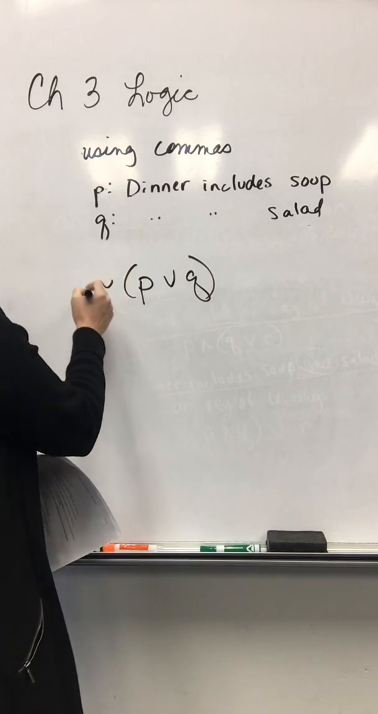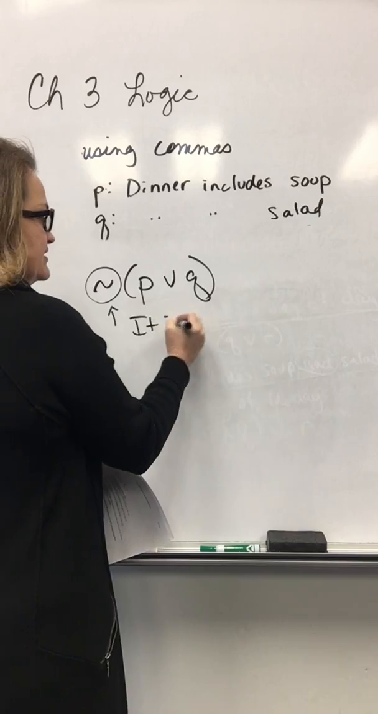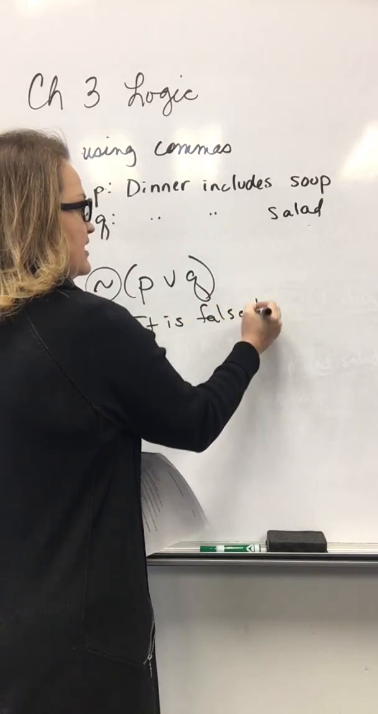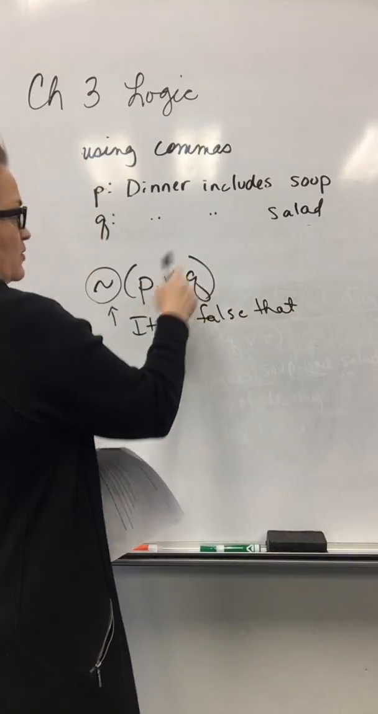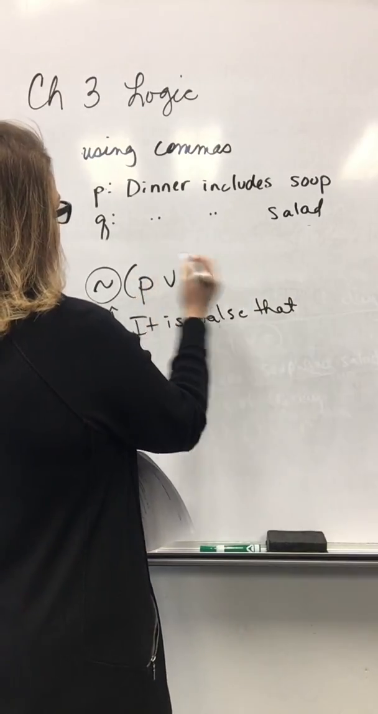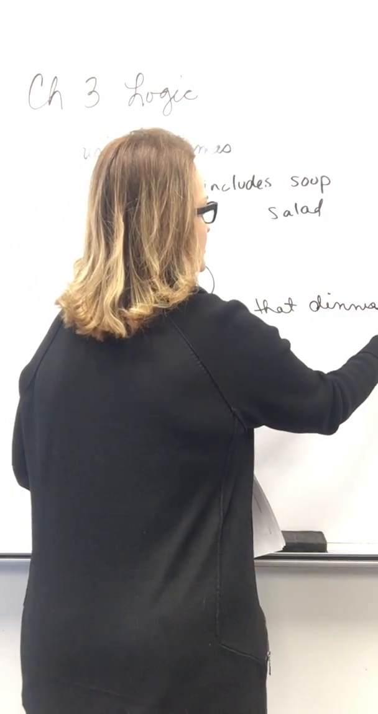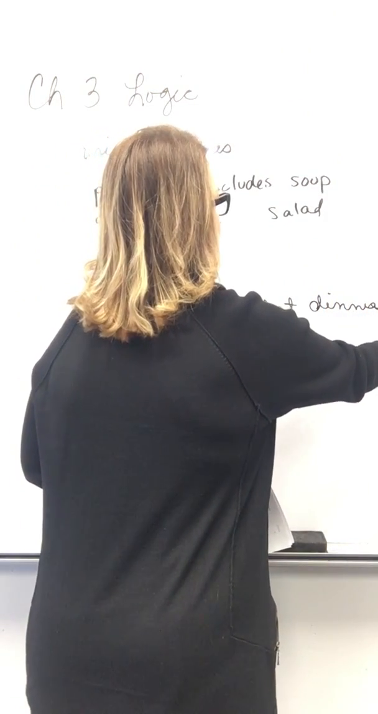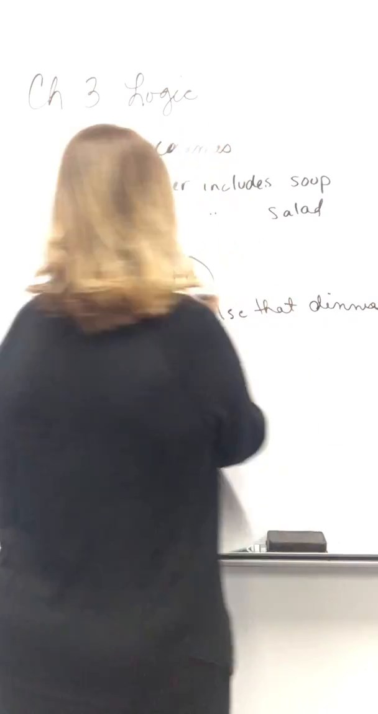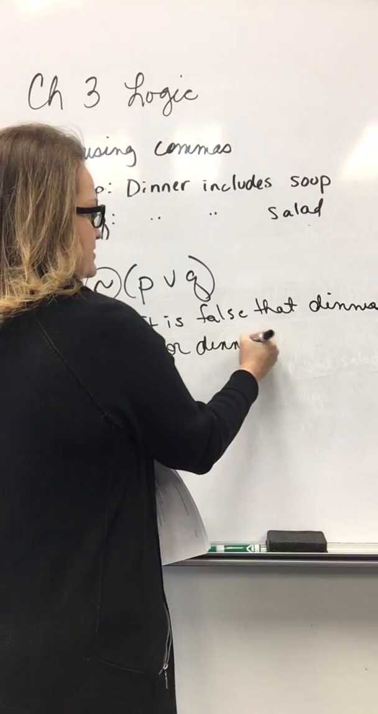So again, a negation in front of a parenthesis, we use the phrase, it is false that, and then whatever follows, P or Q. So in this case, we'd say, it is false that, statement P, dinner includes soup, and we go ahead and say the word or because of the V, dinner includes salad.